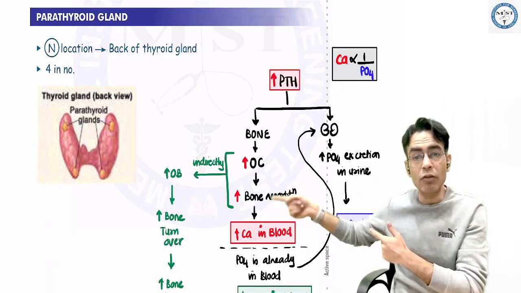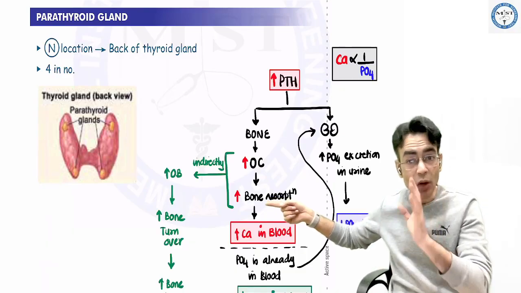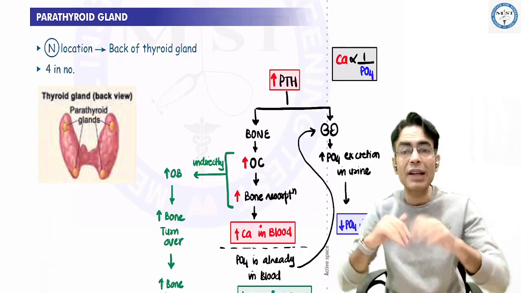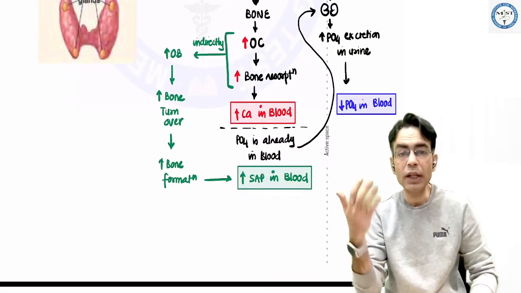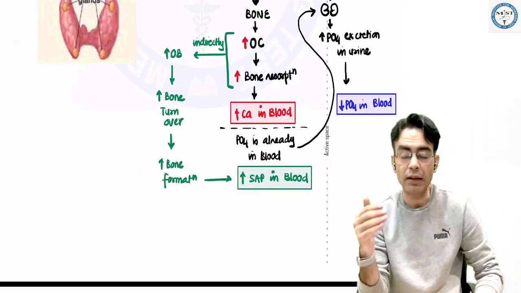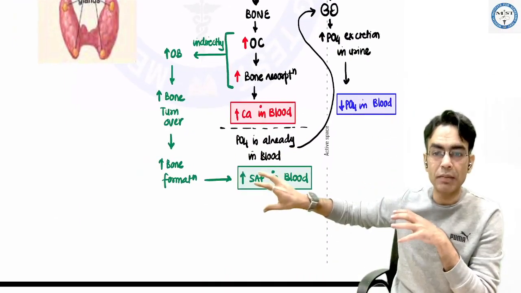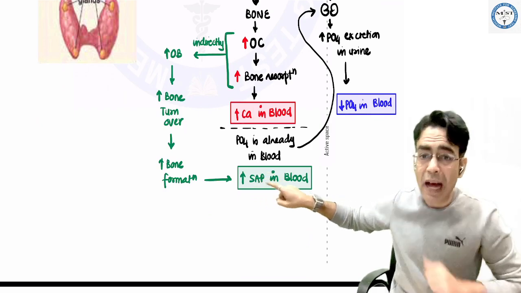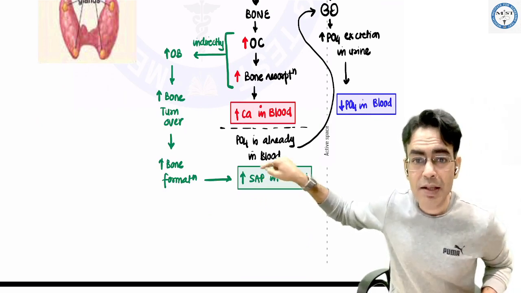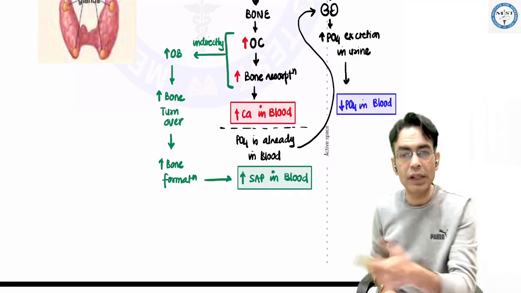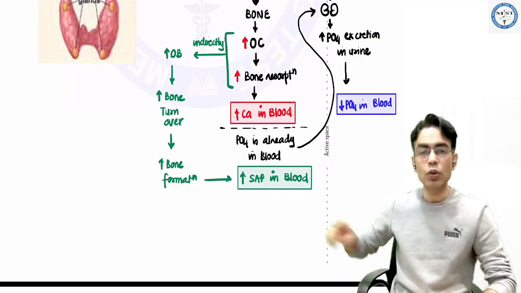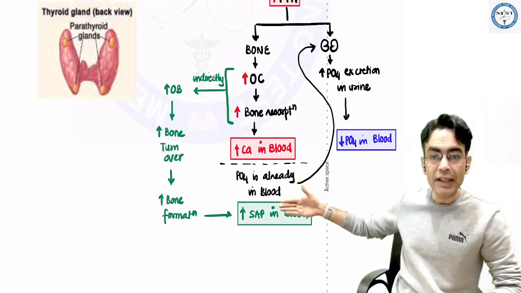Now, because you're eating a lot of bone, indirectly, not directly, the osteoblastic activity increases, which increases the bone formation, increases the bone turnover, and it increases the SAP in the blood. What is SAP? It is not a snake, it is SAP: serum alkaline phosphatase. It might be written as ALP, alkaline phosphatase. It is the same thing. Okay? So this SAP will increase indirectly.